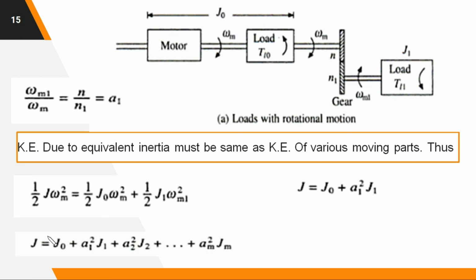So if you consider different parts, here we are considering only two parts of the load. If there are so many parts, then the equation will become J is equal to J0 plus a1 square J1 plus a2 square J2 plus dot dot plus am square Jm.